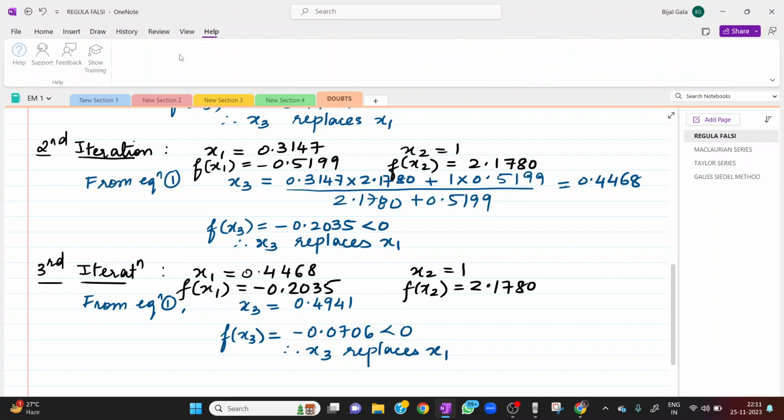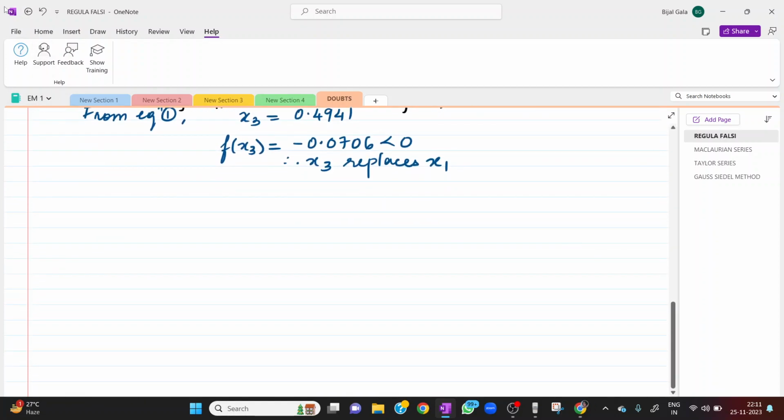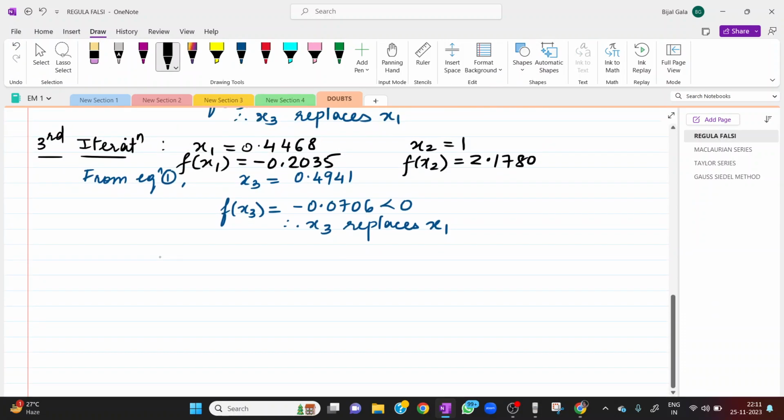Let's move to the fourth iteration. The question has given us some tips. We are expected to use that only. Okay. So I'll tell you how to stop and when to stop. Okay. Fourth iteration पे move करेंगे.